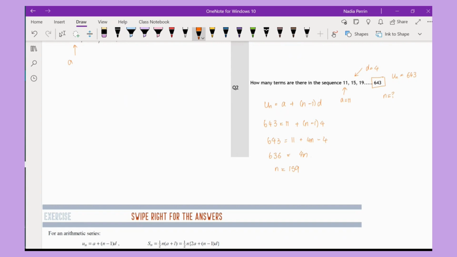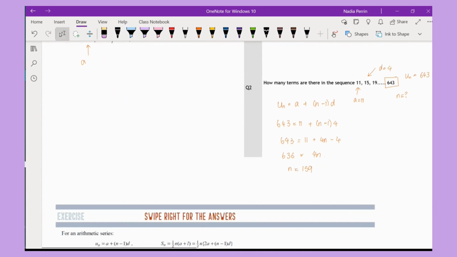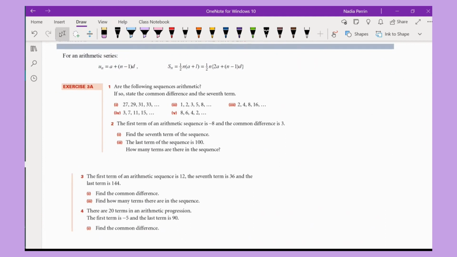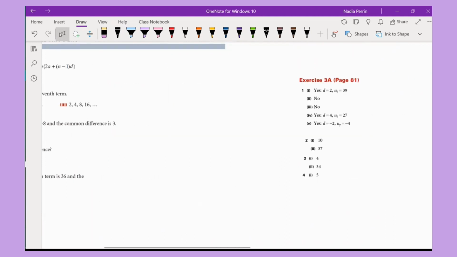And that's all we're looking at today. So there are some lovely questions here for you to have a go at. And there are the answers.